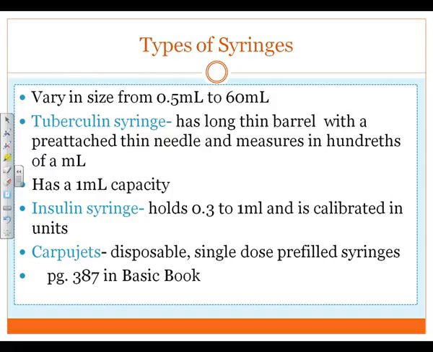You could give 0.28 milliliters, because it just measures very finely on that syringe. That is the one that we use for your heparin. Your subacute heparin injections is your TB syringe.